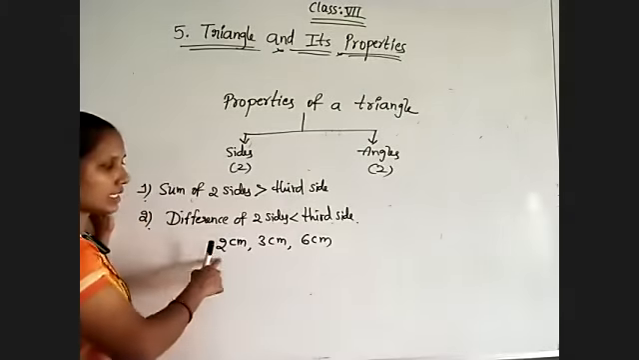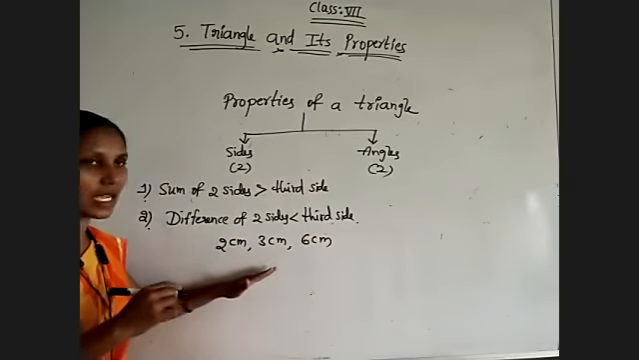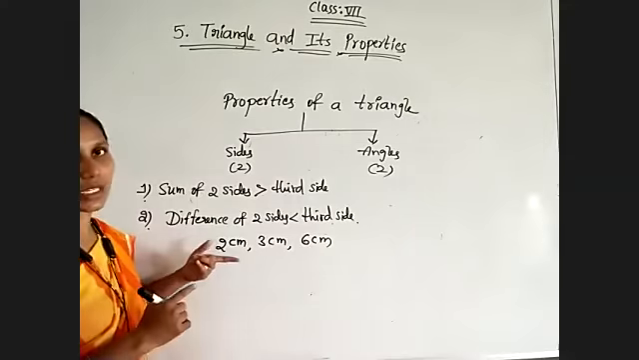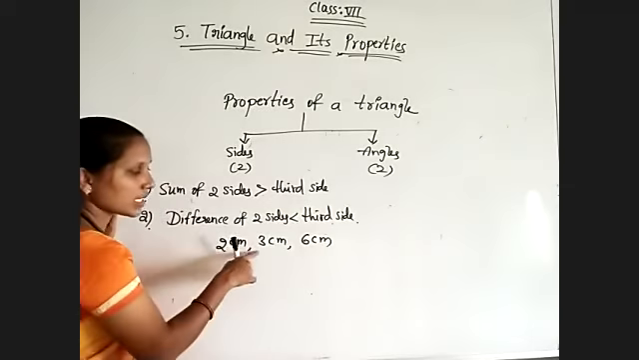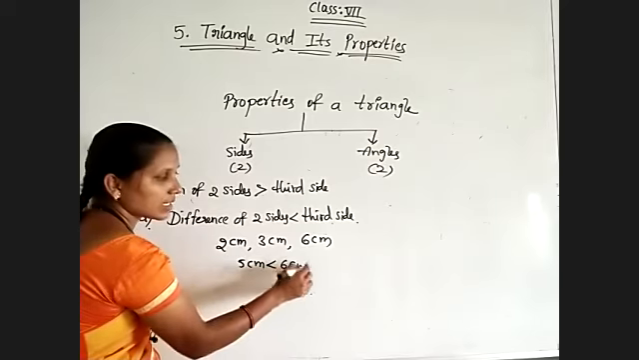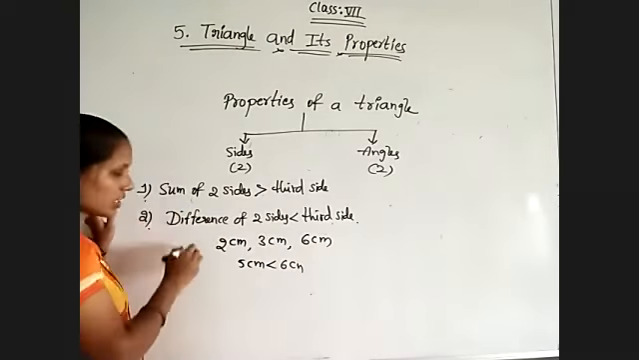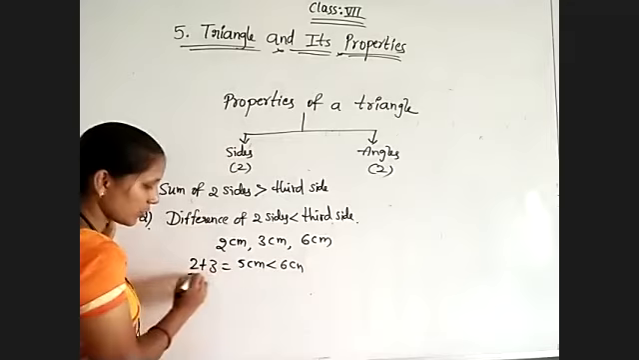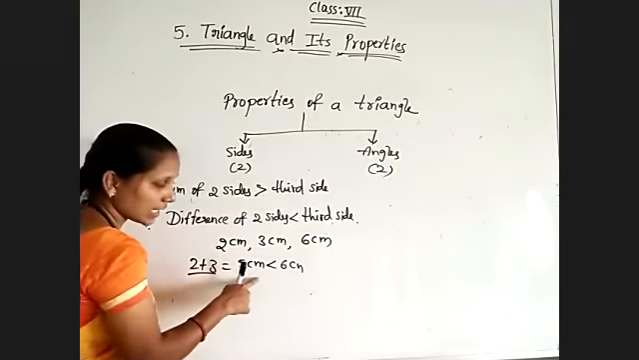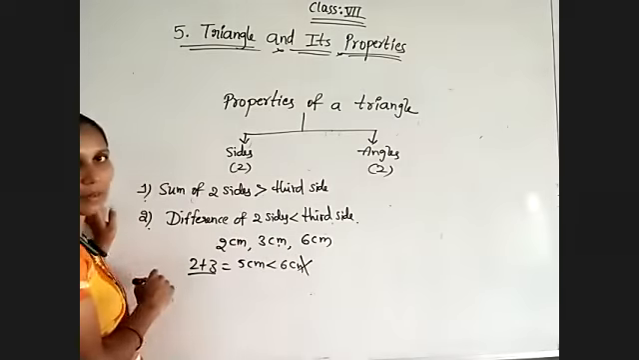Now by observing the measurements we can say that it is a scalene triangle, but are we able to form a triangle? First we need to check. So observe the measures: 2 plus 3 equal to 5. 5 centimeters is lesser than the third side 6 centimeters. Whenever we are talking about the sum, it should be greater than the third side, but I am getting lesser than the third side. So I can't form a triangle with the given measures.